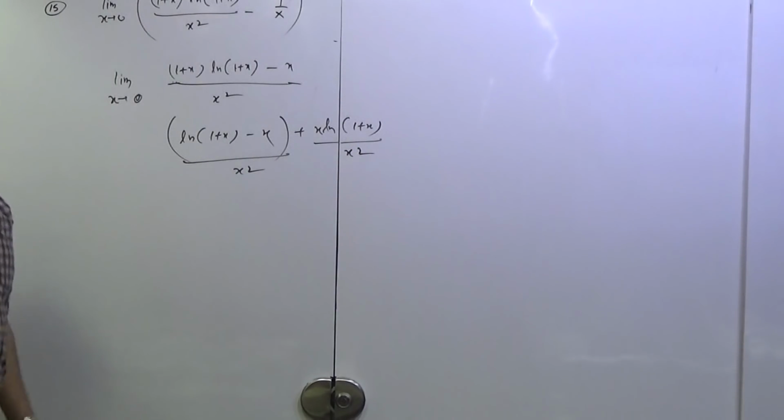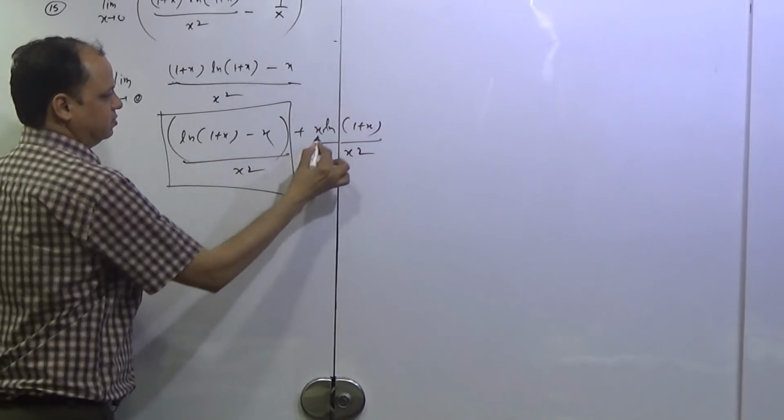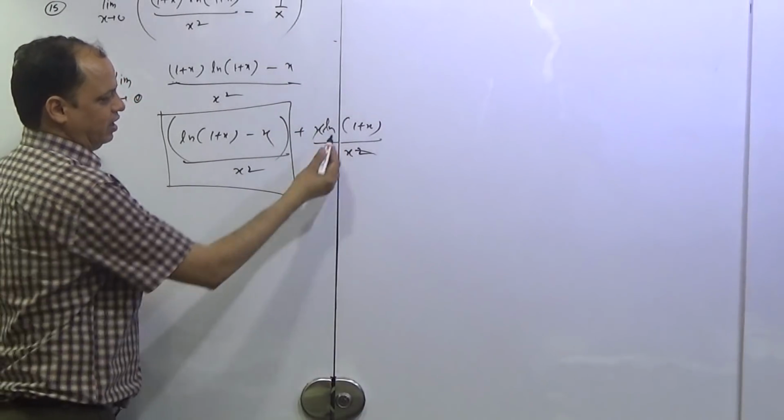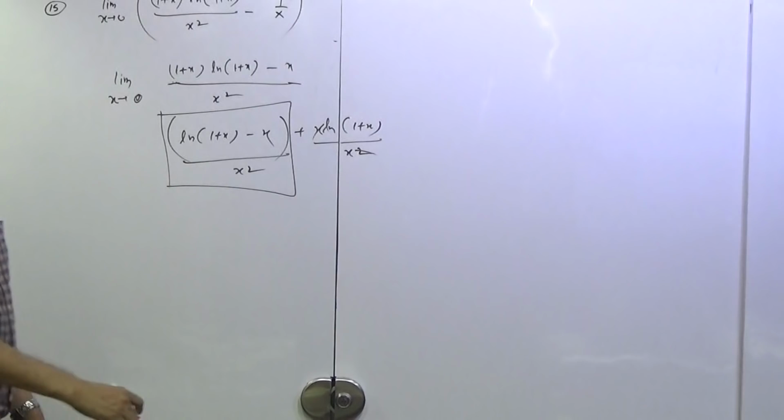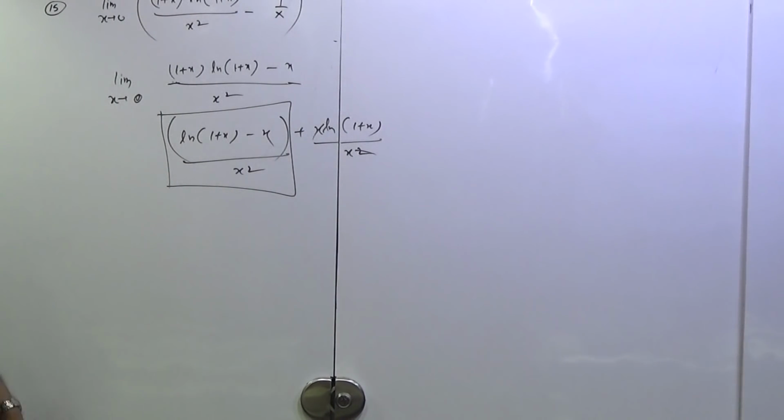I guess the question is done. Yes, sir. Standard limits. This we have already done. This x is over. ln 1 plus x by x we have done. Do you want me to write the final answer? Okay. Question number 15 over. Question number 16.